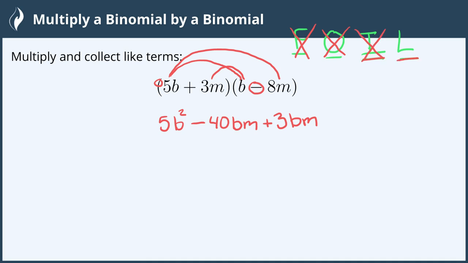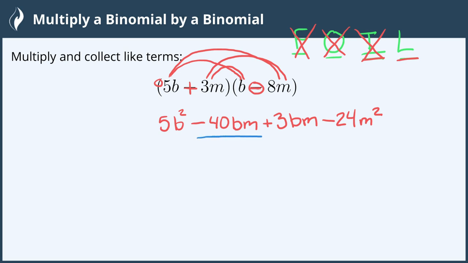Let's move to multiplying the last terms. This is the last term here and the last term here. And this one is positive and this one is negative. So we'll keep the subtraction sign. And we get 3 times 8, which is 24, and m times m, because that's the same variable, we get m squared. Now we look at it to see if there's anything that we can combine.